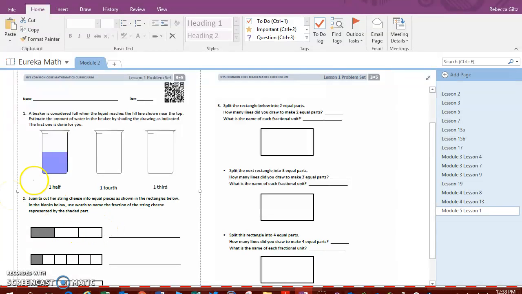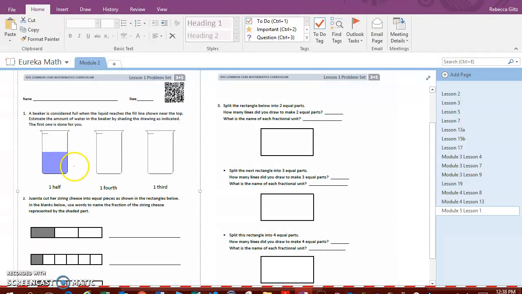So if you look at number 1, it says a beaker is considered full when the liquid reaches the fill line shown near the top. So this little line is the fill line. Estimate the amount of water in the beaker by shading the drawing as indicated. The first one is done for you.